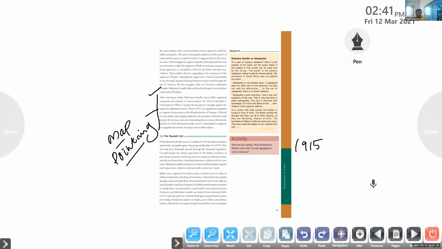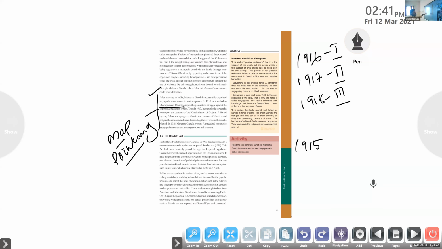In 1915 he came back to India, and he organized various Satyagraha programs in different parts of India, starting in the year 1916, the first movement, 1917, the second movement, 1918, the third movement. First of all, in 1916, he traveled to Champaran in Bihar. Underline Champaran in Bihar, to inspire the peasants to struggle against the oppressive plantation system.